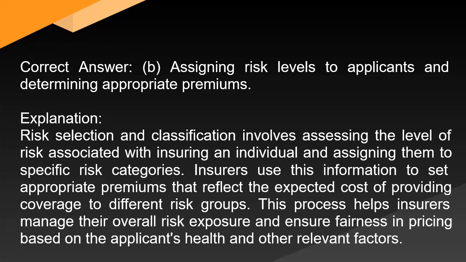Correct answer. B. Assigning risk levels to applicants and determining appropriate premiums. Explanation. Risk selection and classification involves assessing the level of risk associated with insuring an individual and assigning them to specific risk categories. Insurers use this information to set appropriate premiums that reflect the expected cost of providing coverage to different risk groups. This process helps insurers manage their overall risk exposure and ensure fairness in pricing based on the applicant's health and other relevant factors.